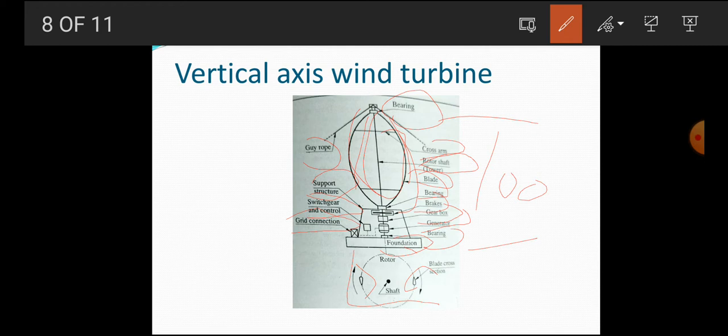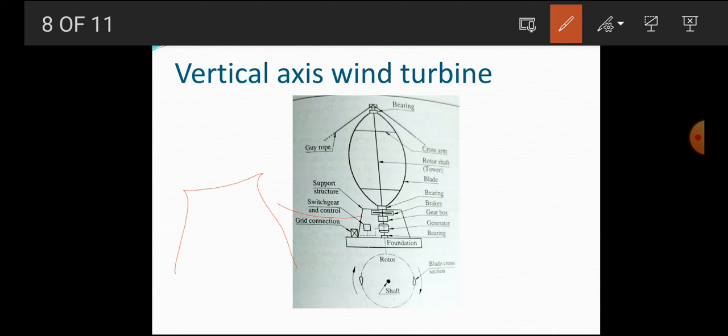because then there is a support structure. So this is the support structure in between. So the support structure is provided at the ground to support the whole weight of this rotor, generator, gearbox, brakes, and everything that is housed within the structure. So as you can see, all these things are housed inside this structure, and it also supports the weight of the rotor, and it houses all the components. So that is the function of support structure.